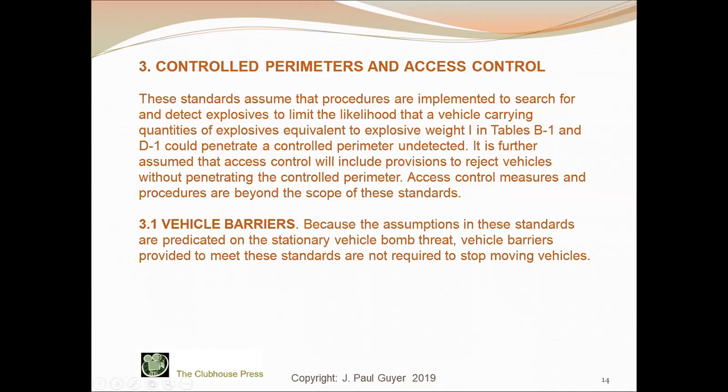Getting back here to the controlled perimeter and access control. So the concept here is that you construct a fence around the compound of buildings, and you have controlled access points. So anybody that wants to enter has to enter through a controlled access point. They may be able to enter for practical reasons in an automobile, or it might be that they can only enter on foot. And the point is that you have security people to search the vehicles, search the people.